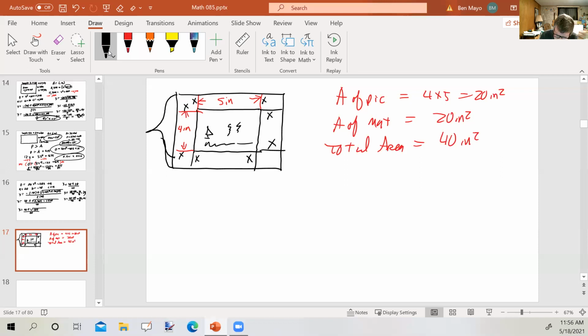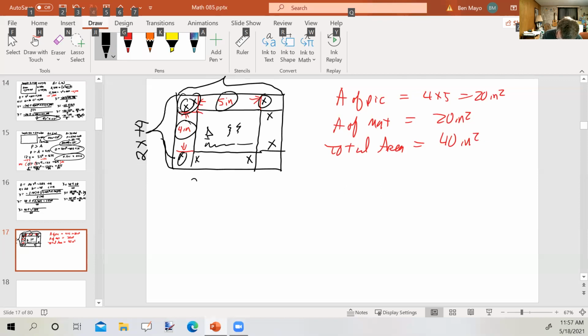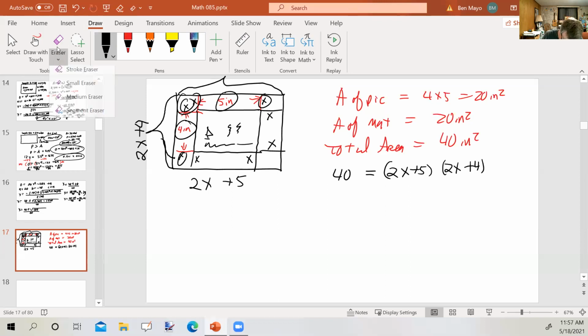If this is 4 inches and this is x and this is x, then wouldn't this be 2x plus 4 inches? And then here, if this is 5 plus x, that would be 2x plus 5. So the dimensions of the entire thing, that is to say its area, which is 40, is (2x plus 5) times (2x plus 4). I can write that a little nicer.